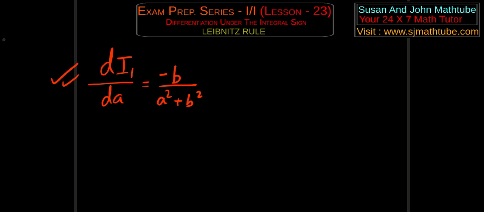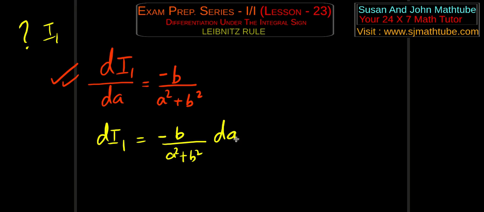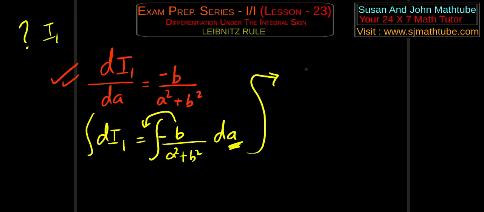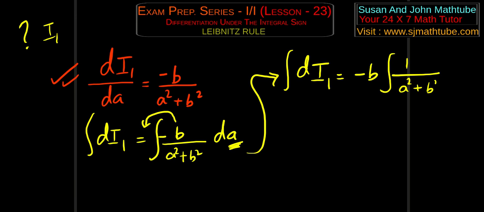And as always, I ask the question to myself, what am I trying to find? I1. And what did I find? dI1 by dA. And that gives me an idea, variable separable, minus b by a square plus b square dA, and then integrate. Now look at this, the variable of integration is a. That means this minus b goes outside. So we end up with dI1 is equal to minus b integral 1 by a square plus b square dA.